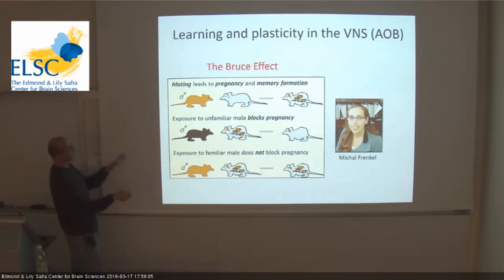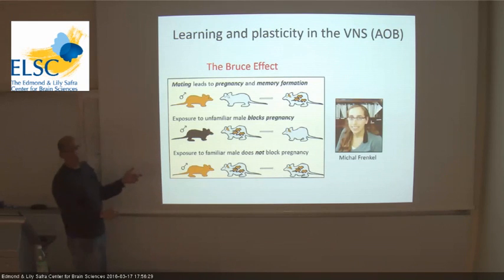And here's the effect. You have a female mouse, she mates with a male, she has a litter, the color of the male. And then she's exposed to a strange male, shown here in black, and with a very high probability, in a very large percentage, her pregnancy will terminate. It will be blocked. Now, the interesting thing about this effect is that exposure to the familiar male does not lead to the pregnancy block.